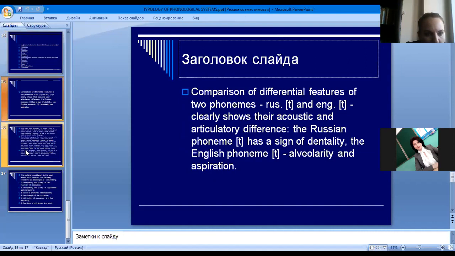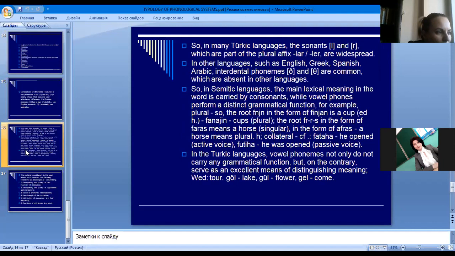So, for the typological characteristics of phonological systems, phonemic distribution and the frequency of use of a certain class of phonemes in comparison with other classes of phonemes are important, which determines their place and shape in the phonological system of the corresponding language. So, for example, in many Turkic languages, the consonants L and R, which are part of the plural affixes lar, ler, are widespread. In other languages, such as English, Greek, Spanish, Arabic, interdental phonemes, such as θ and ð, are common, which are absent in other languages.